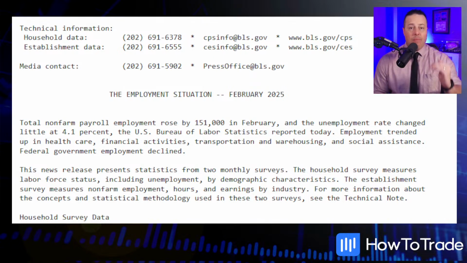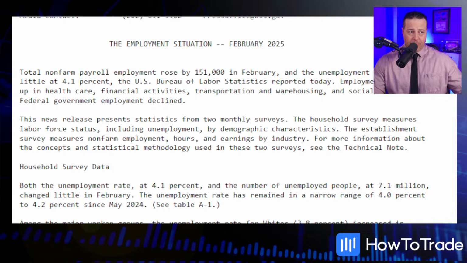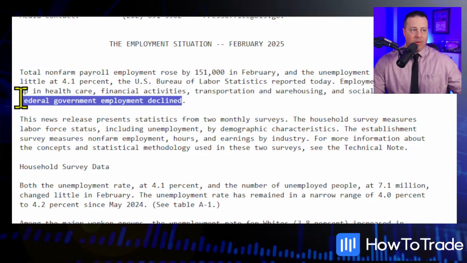Unemployment went from 4% to 4.1%. We were expecting 4%, 4.1%. What is that a reflection of? It'll be a reflection of the government layoffs that are really ongoing. In any case, federal government employment declined. We knew that was going to be a major, major talking point from the Bureau of Labor Statistics.